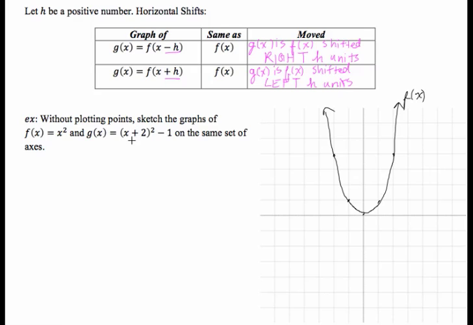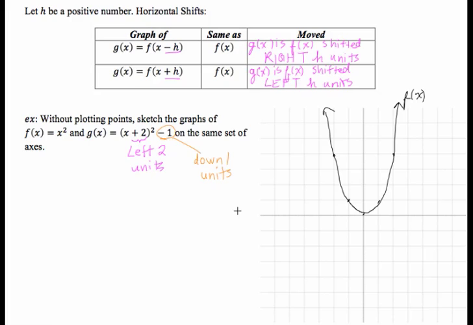Now this plus 2 is added inside the parenthesis, inside the square. So that's inside these parentheses, and it's got a positive number. So it's going to shift it left 2 units. And then the minus 1 here is really just tacked on to the end of the function. So that's what we did up at the beginning of the section. That's going to shift it down 1 unit.